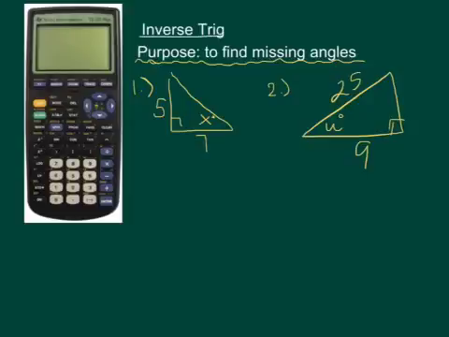So sine, again, is opposite and hypotenuse. Cosine is adjacent and hypotenuse. And tangent is opposite and adjacent.